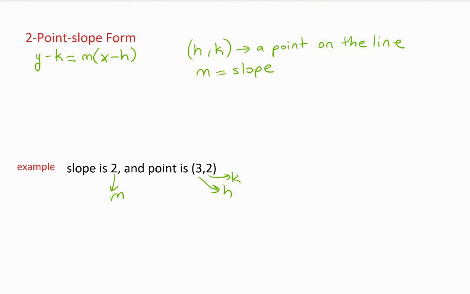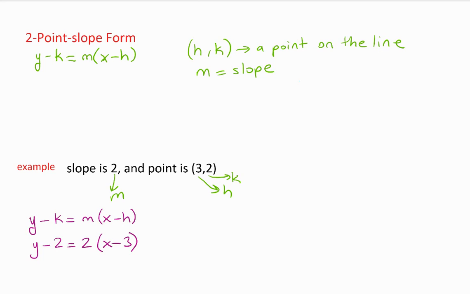So let me choose another color. So y minus k equals m times x minus h. We know k is 2, m is 2, and h is 3, so x minus 3. So this is my point slope form.